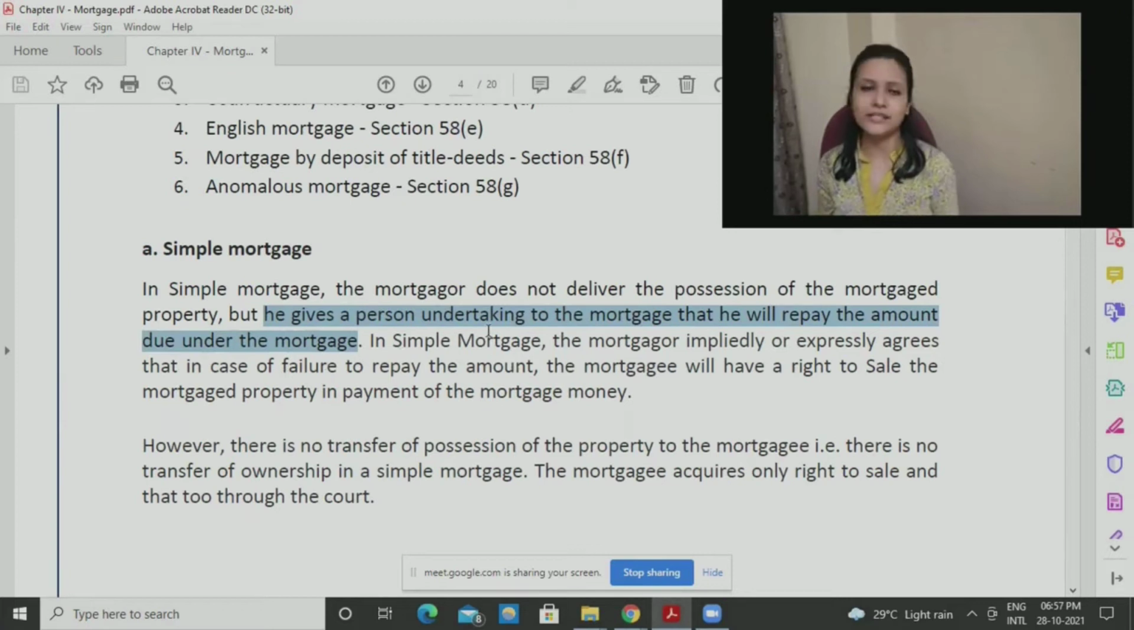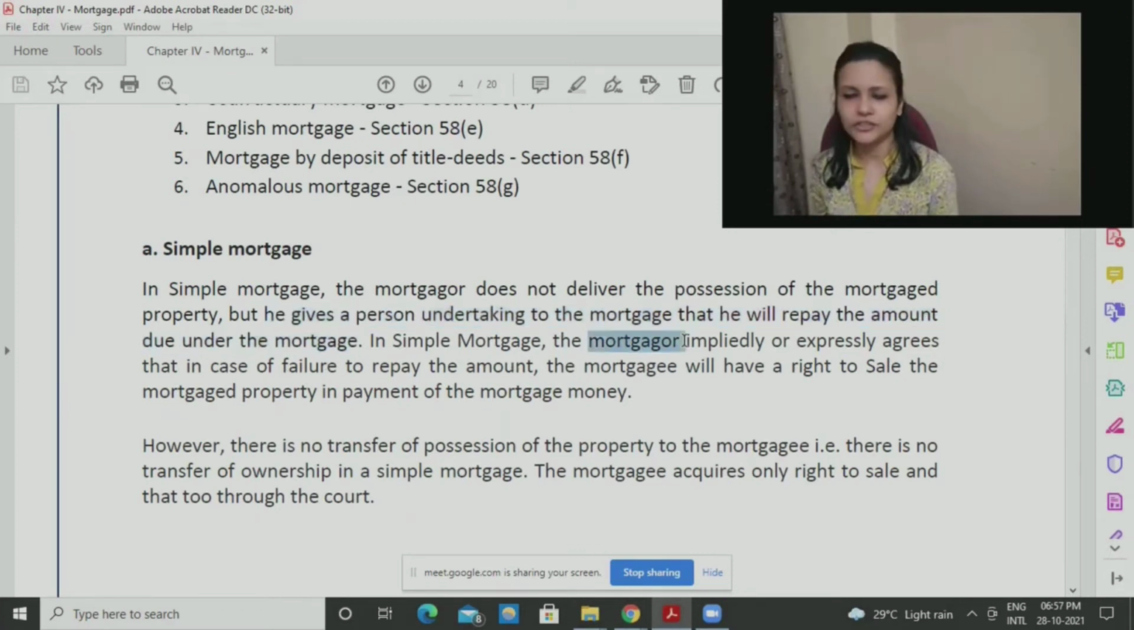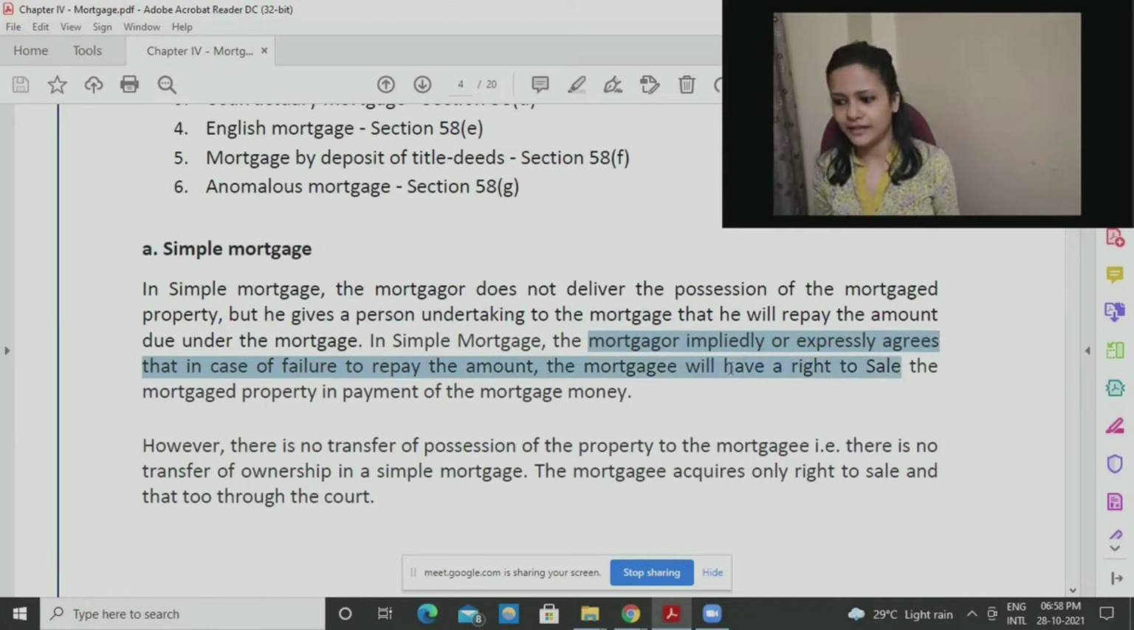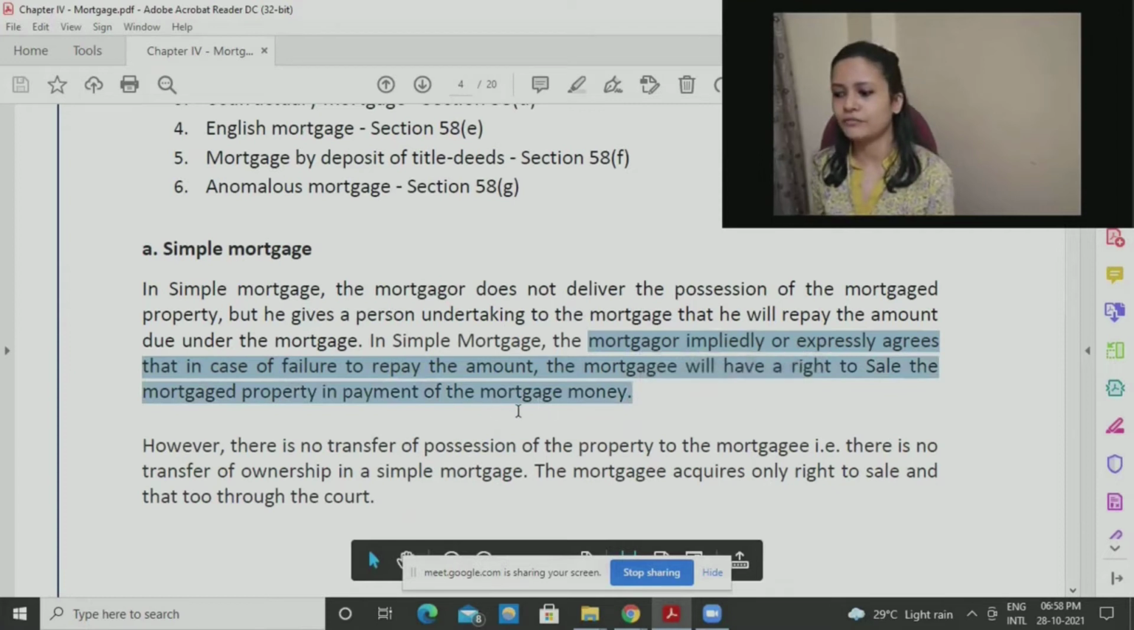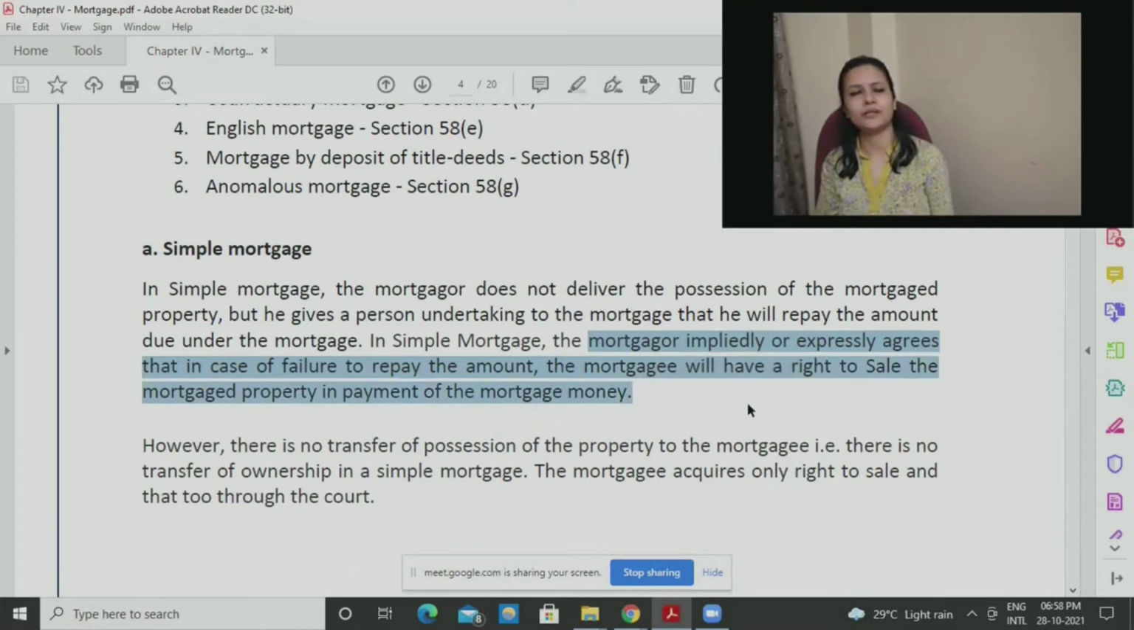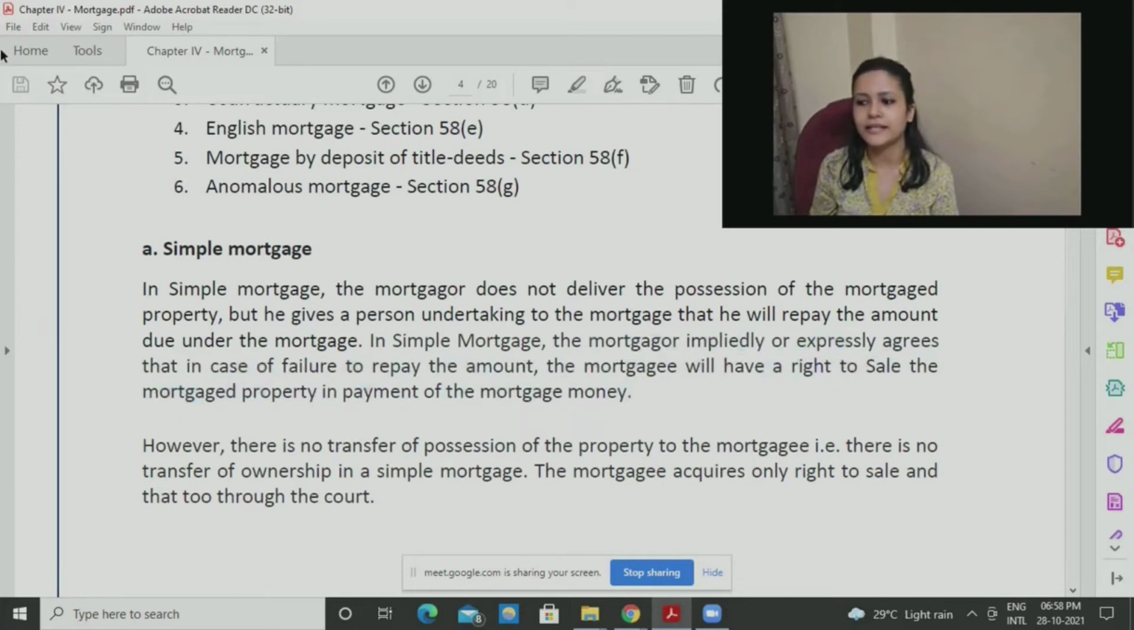So here, in case of simple mortgage, the mortgager or owner of the property impliedly or expressly agrees that in case of failure to repay the amount, the mortgagee will have a right to sell it, or the mortgagee can recover it from this property, in payment of the mortgage money. Impliedly he has said that this is the property, if I'm not able to return the amount within this duration, you can sell this property and recover the amount. That is simple mortgage, where we simply have a declaration made by a person.